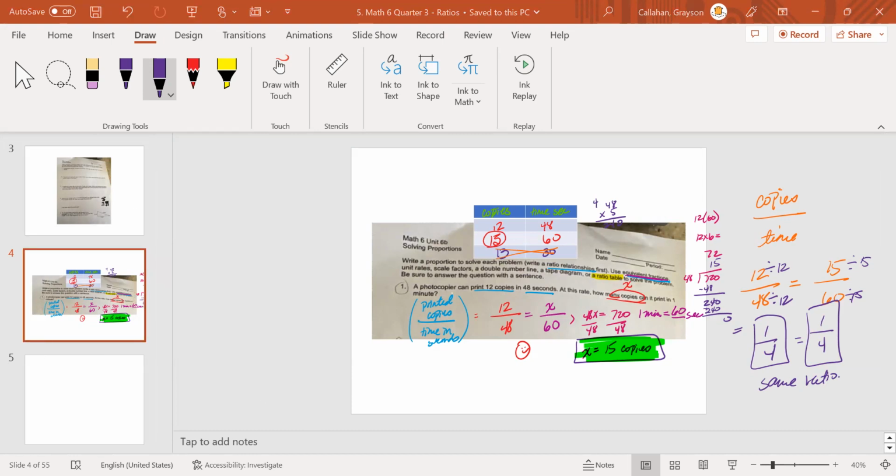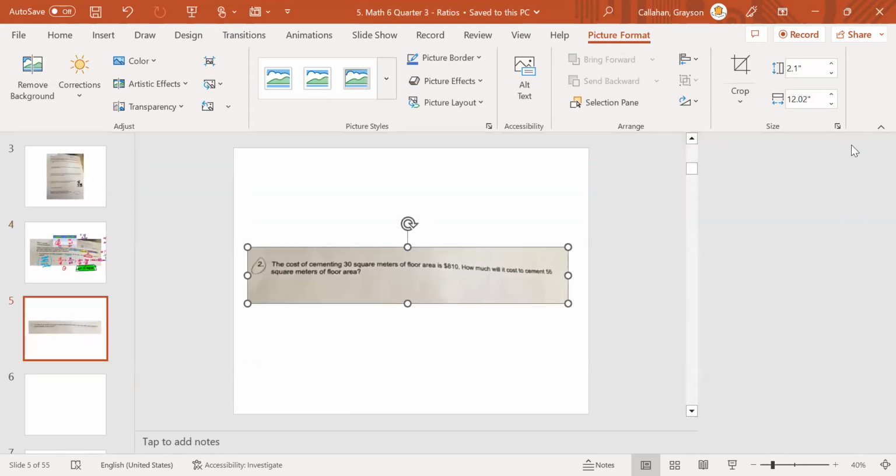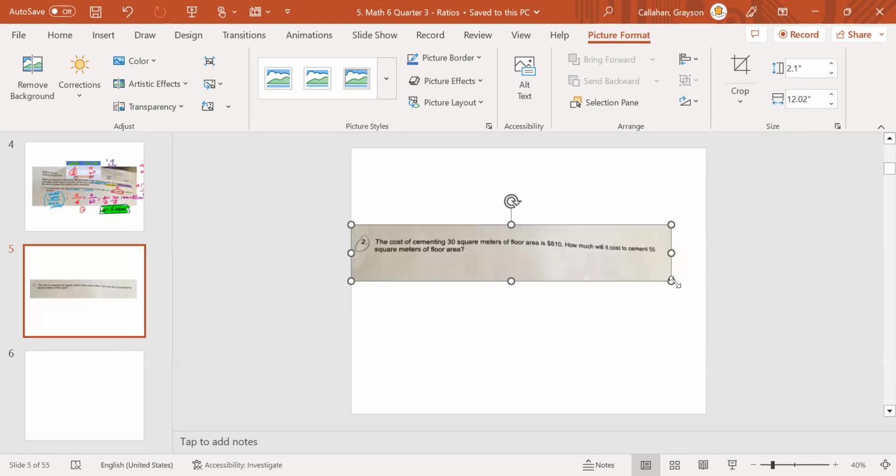All right, question number 2, read it, please. The cost of cementing 30 square meters of floor area is 800. How much will it cost?